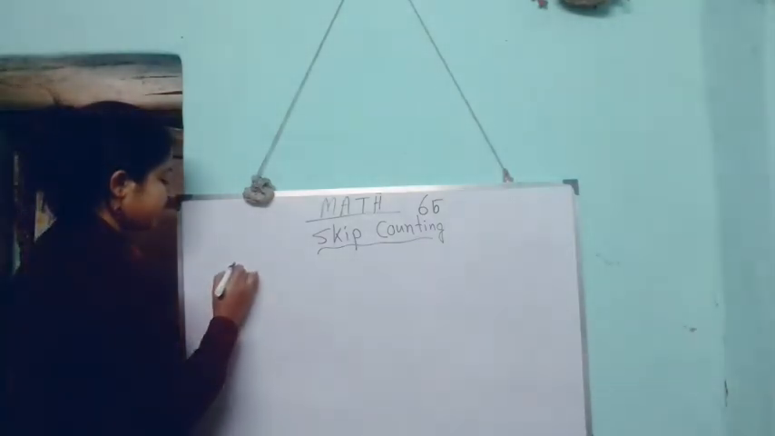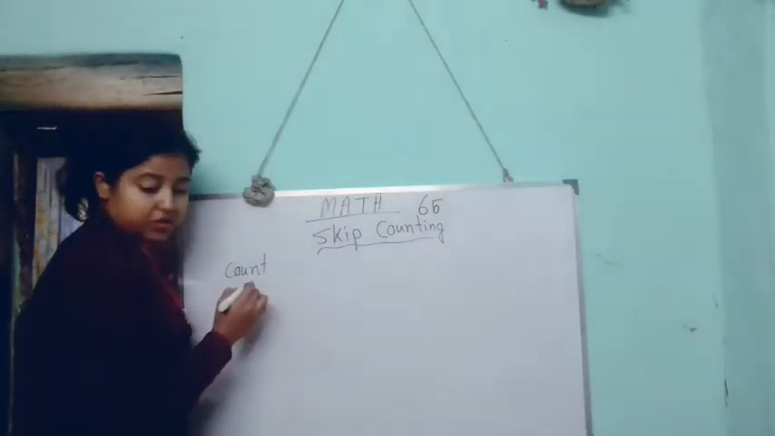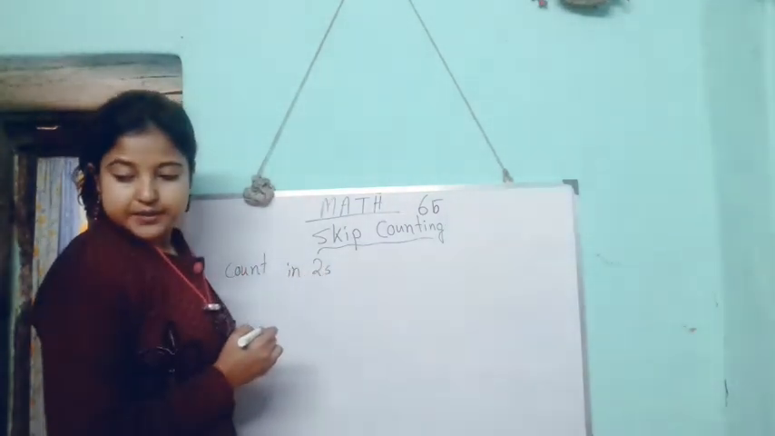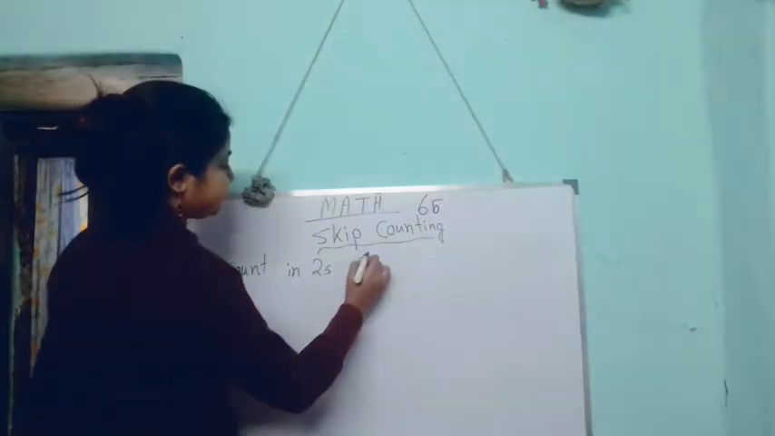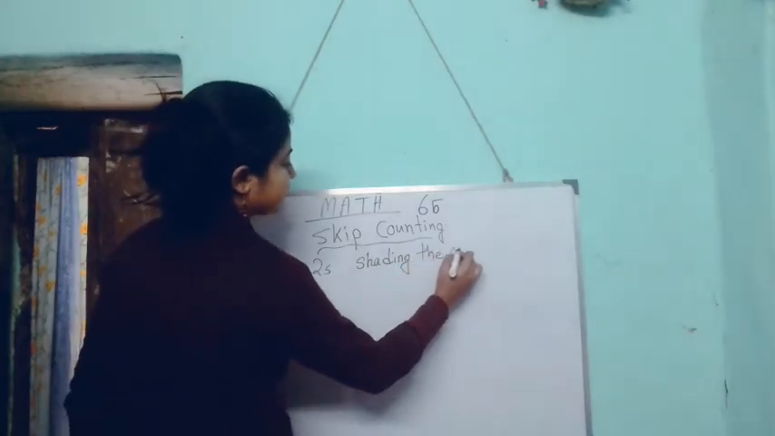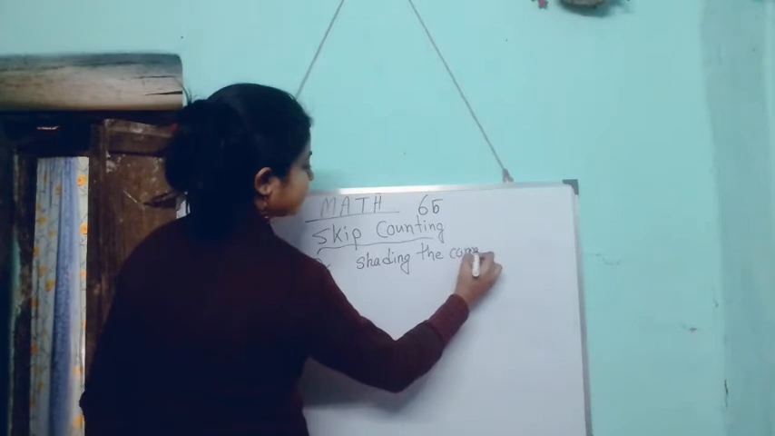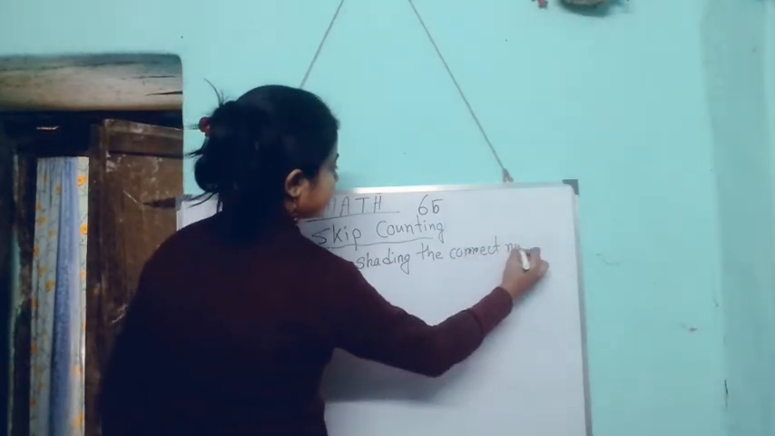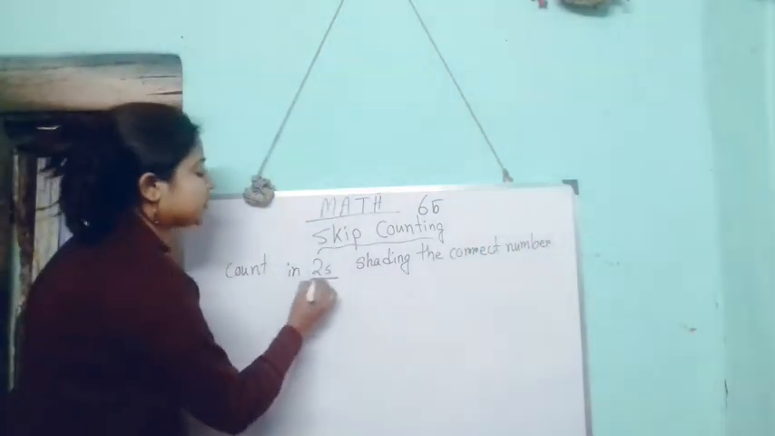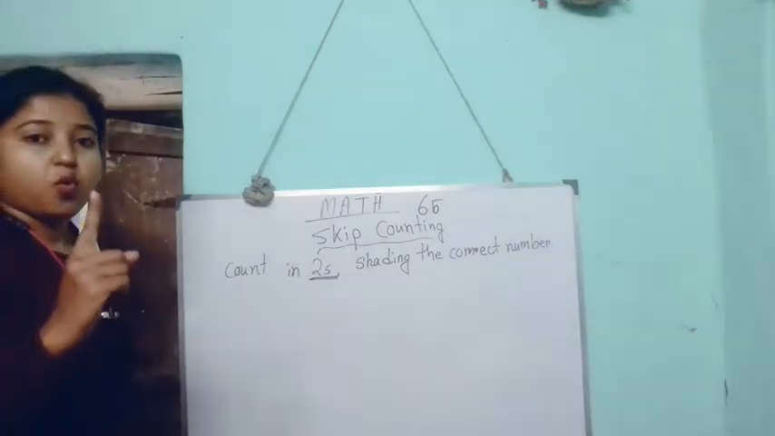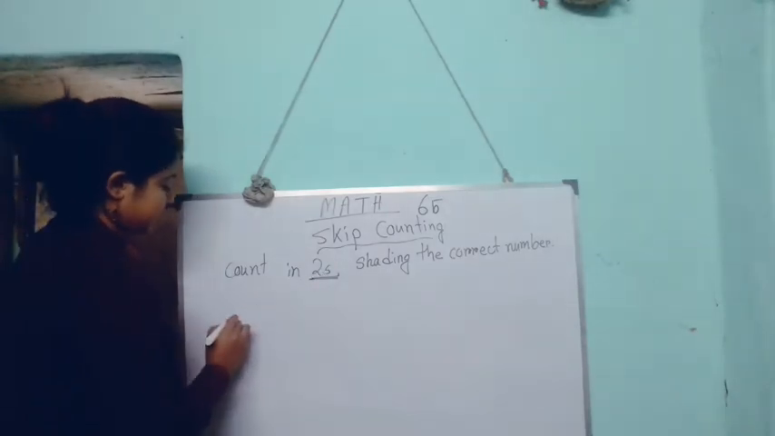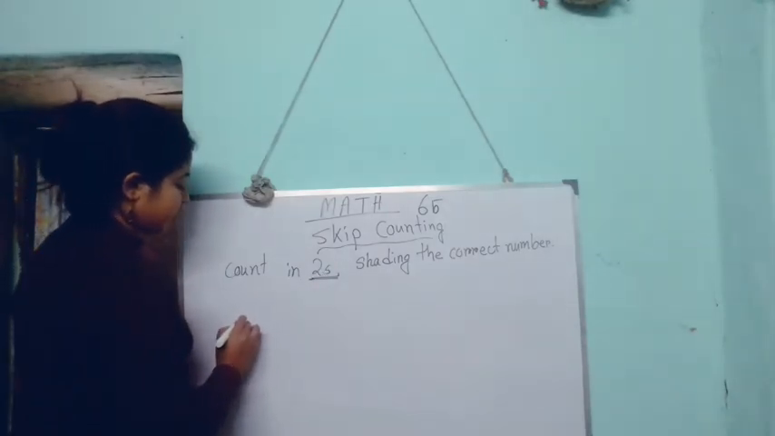So here I will write: count in 2s, shading the correct number. So count in 2s. That means we have to skip 1, count 2. We have to count after skipping 1. Okay. So 2s, that means here first we will count, right?